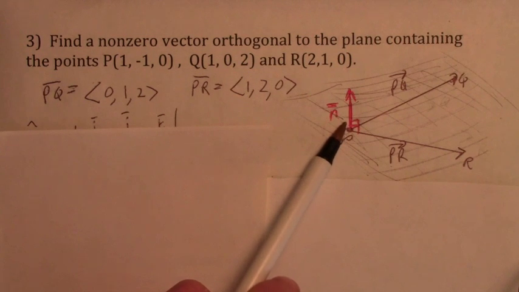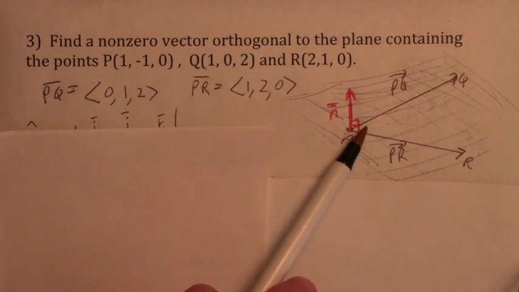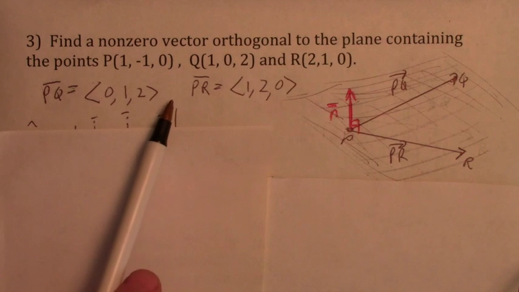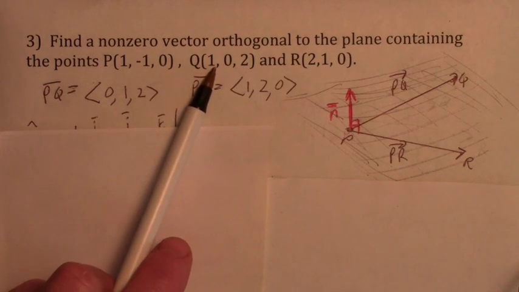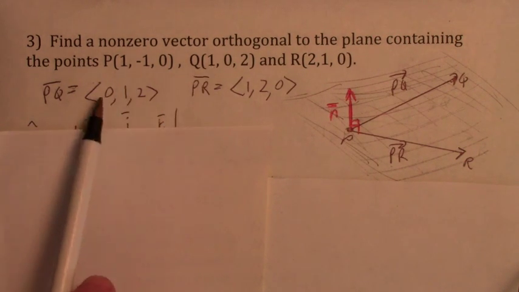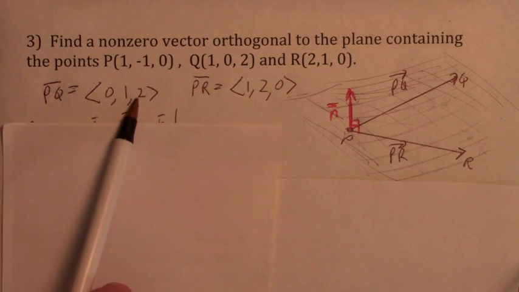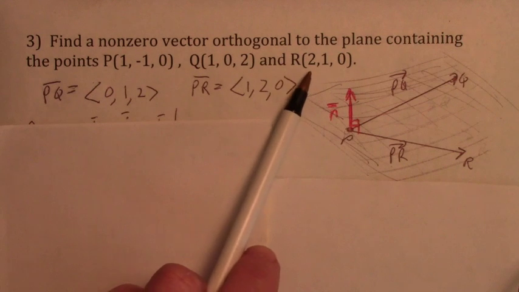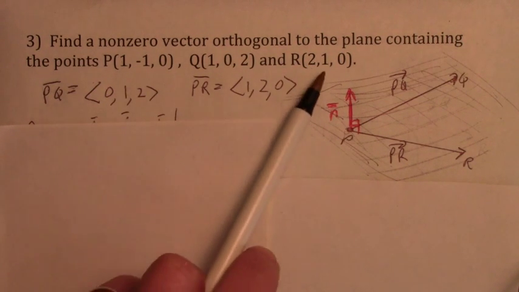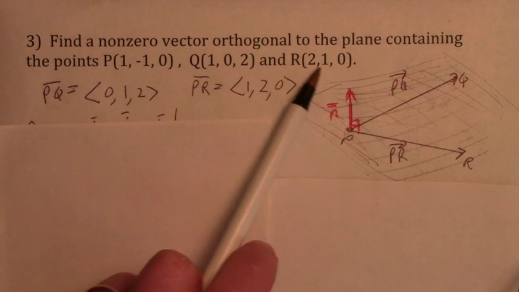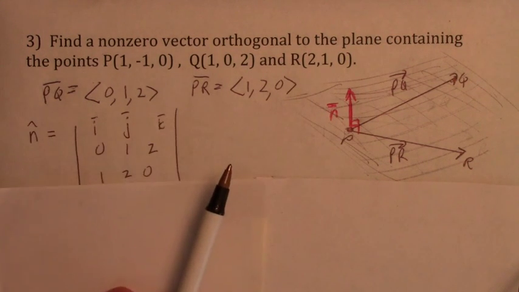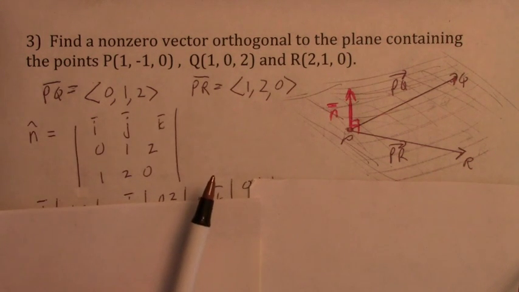How do you form this vector? You would first form the vector PQ. You'd take the difference in the x coordinates: 1 minus 1 is 0, 0 minus negative 1 is 1, 2 minus 0 is 2. And you'd also form the vector PR: 2 minus 1 is 1, 1 minus negative 1 is 2, 0 minus 0 is 0. And then you would cross PQ with PR.